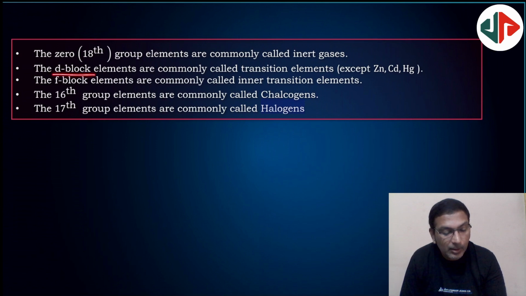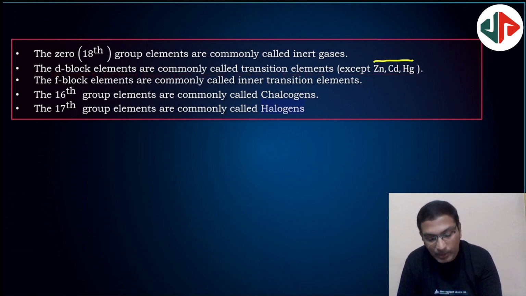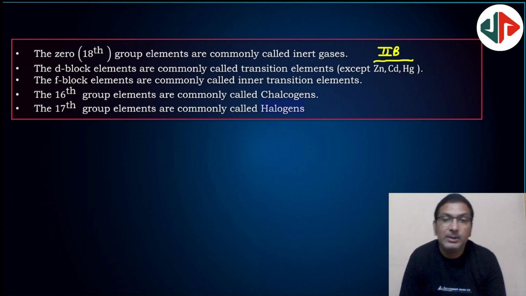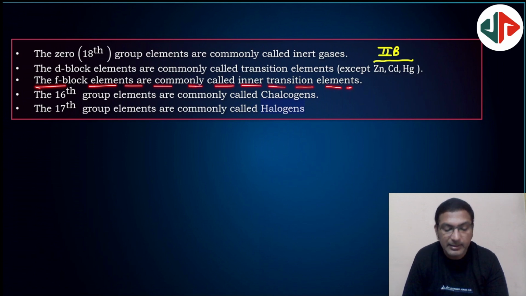Next, all d block elements are transition elements except zinc, cadmium, mercury. That is, zinc, cadmium, mercury belong to second B. So, except second B elements, all remaining d block elements are transition elements. Next, all f block elements are known as inner transition elements. These are part of transition elements.